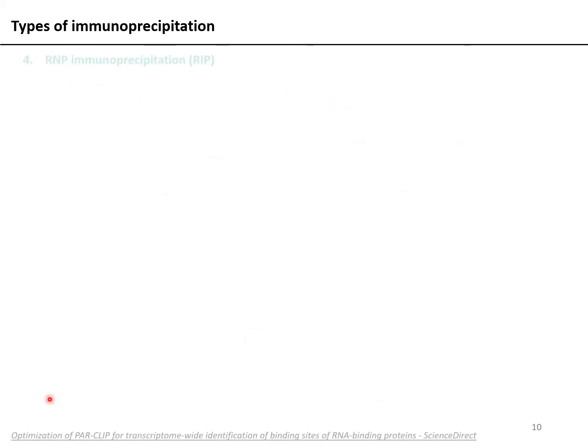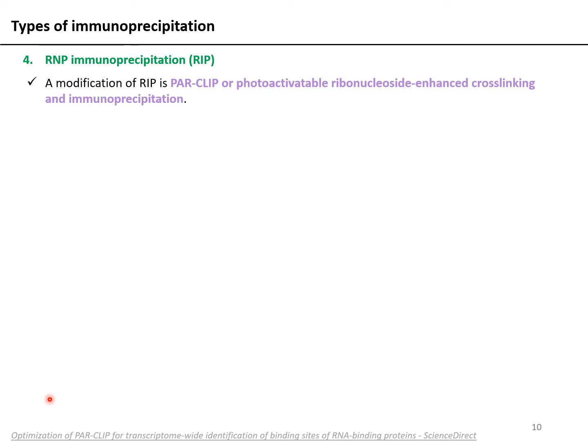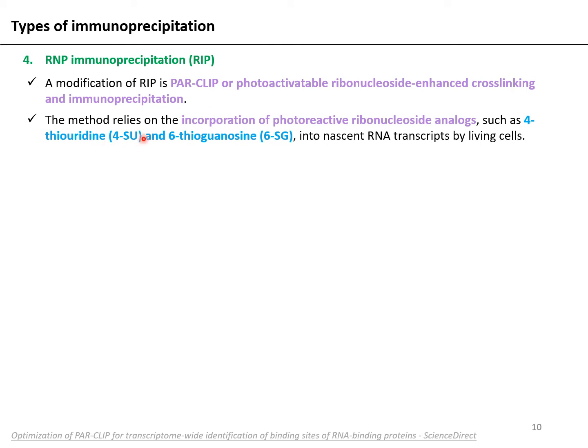So next, you have a modified version of RIP, which is known as PAR-CLIP, or photoactivatable ribonucleoside-enhanced cross-linking and immunoprecipitation. This is very up and coming and is increasing in popularity these days. The method relies on the incorporation of photoreactive ribonucleoside analogs such as 4-thiouridine (4-SU) and 6-thioguanosine (6-SG) into nascent RNA transcripts by living cells.